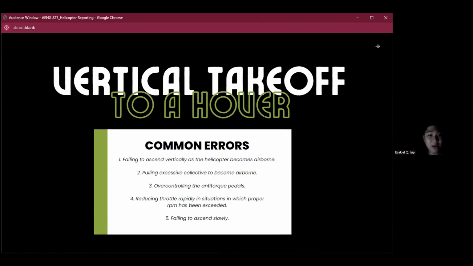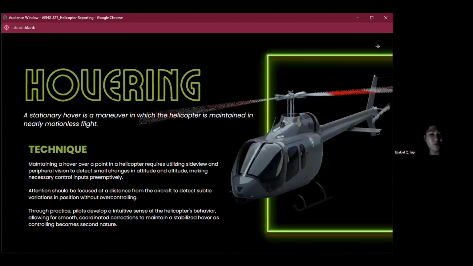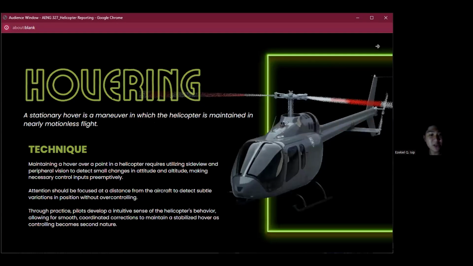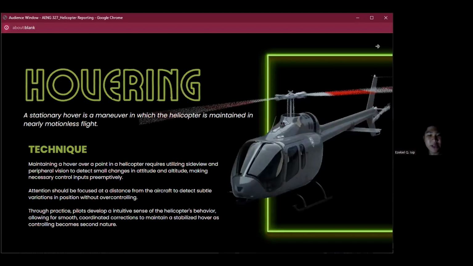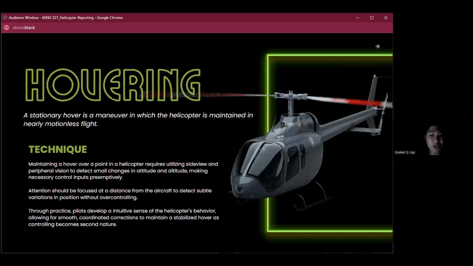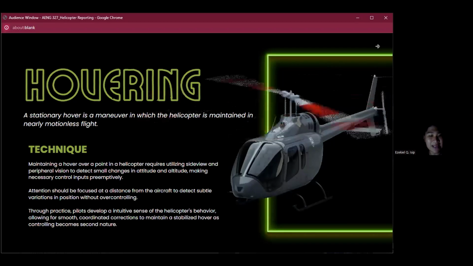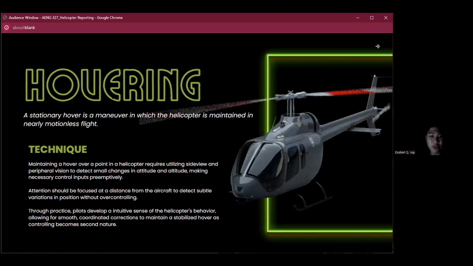Next part, we have hovering. A hovering or a stationary hover is a maneuver in which the helicopter is maintained in nearly motionless flight over a reference point at a constant altitude and on a constant heading. Technique. Maintaining a hover over a point in the helicopter requires utilizing side view and peripheral vision to detect small changes in attitude and altitude, making necessary control inputs preemptively. Attention should be focused at a distance from the aircraft to detect subtle variations in position without over-controlling.